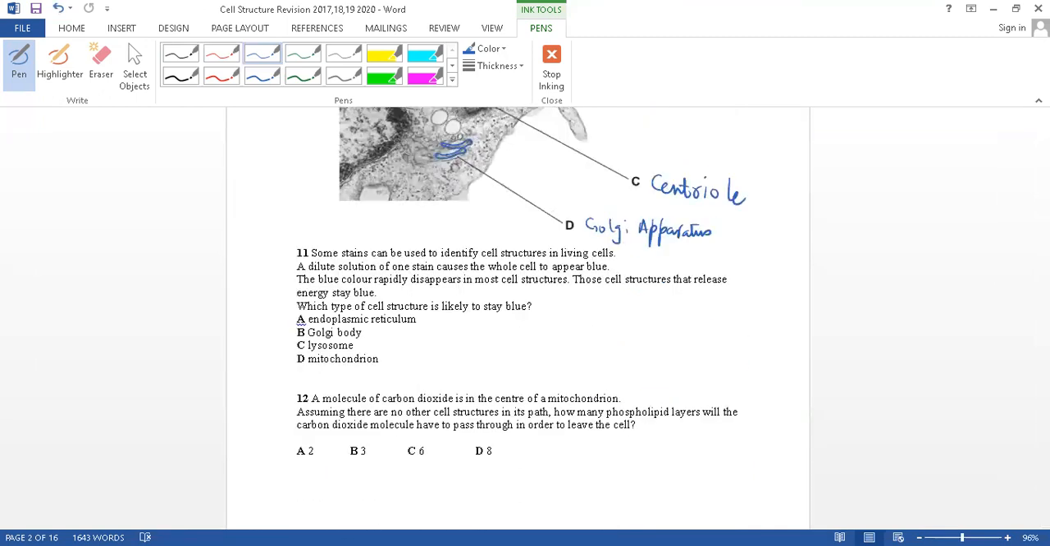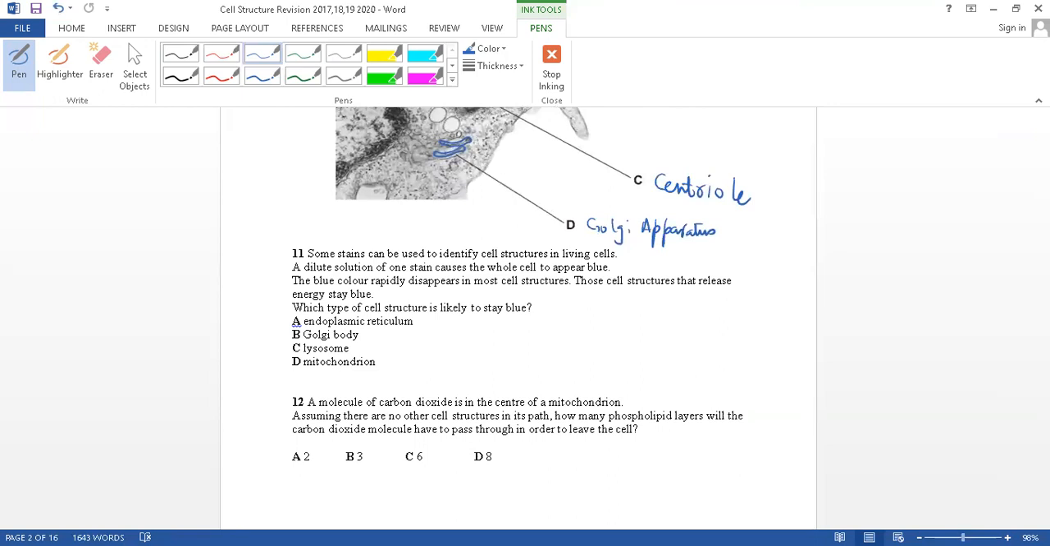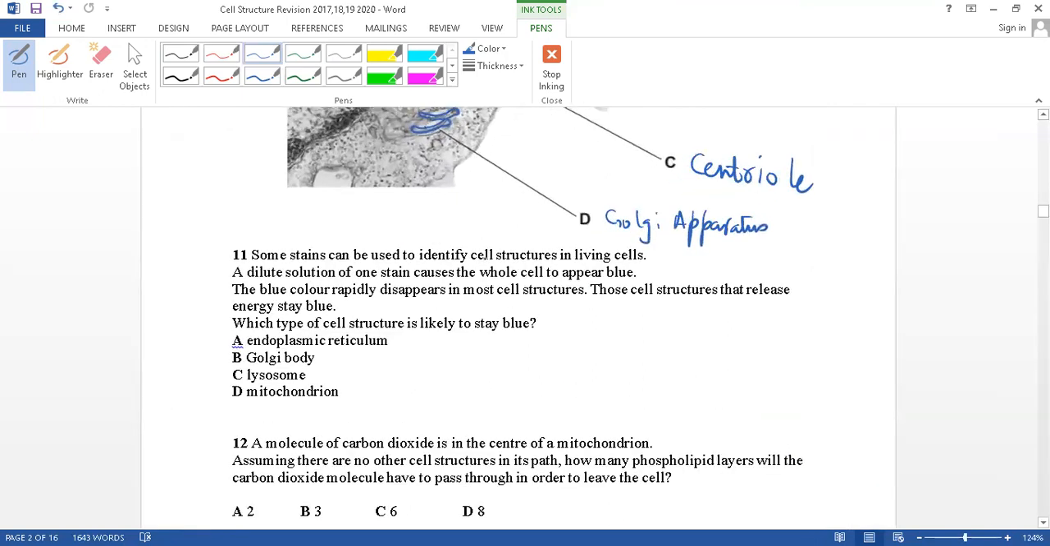Question 11. Some stains can be used to identify cell structures in living cells. A dilute solution of one stain causes the whole cell to appear blue. The blue color rapidly disappears in most cell structures. Those cell structures that release energy stay blue. This is the most important line. The other structures will become colorless soon. Which type of cell structure is likely to stay blue? Of course, the ones which make ATP will stay blue. So which one do you think makes ATP and will stay blue?